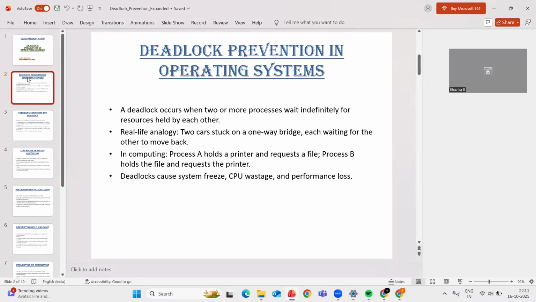So, a deadlock happens when two or more processes are stuck waiting for each other's resources indefinitely. For example, imagine process A has a printer and wants a file, while process B has the file and wants the printer. Both are waiting forever. It's just like two cars on a narrow bridge refusing to back up. In operating systems, deadlock causes serious performance problems because processes stop progressing and system resources are wasted.